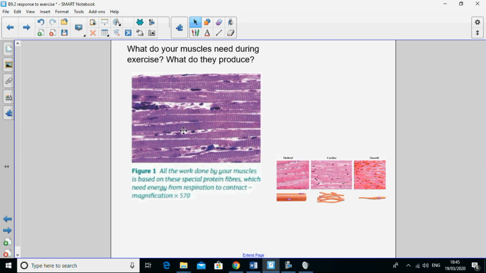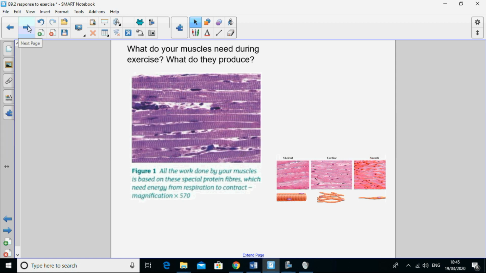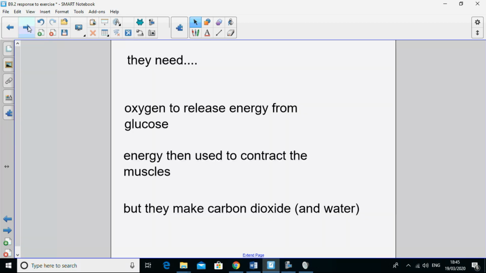This is an electron microscope image of muscle cells. They are able to change shape. Now, to change shape, they need energy. So let's think through this next little bit. This is actually a really hard question.